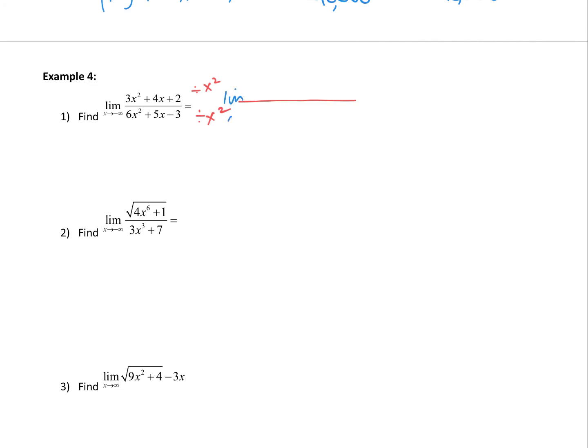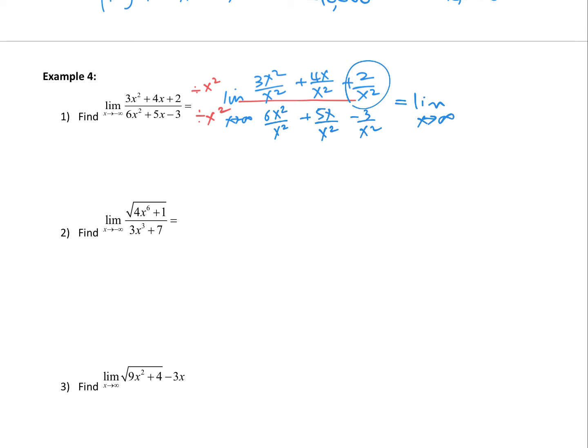So limit as x goes to negative infinity, 3x squared over x squared plus 4x over x squared plus 2 over x squared. On the bottom, I get 6x squared over x squared plus 5x over x squared minus 3 over x squared. So what happens? Here, x squared goes to infinity, so this goes to 0. Because if I look at only this term, power on the bottom is 2, power on the top is 0. There's no x, so it goes to 0. Same here, power on the top is 1, power on the bottom is 2, so it goes to 0. And here, x squared will cancel out, so I get 3.